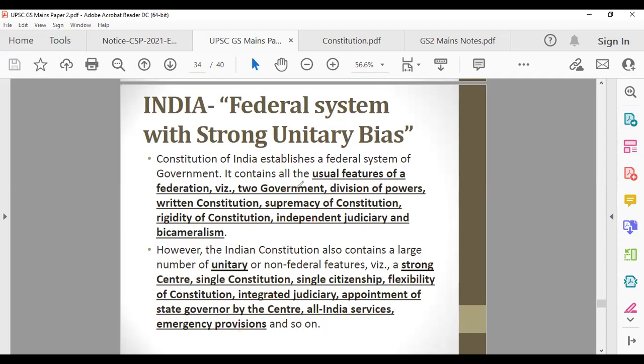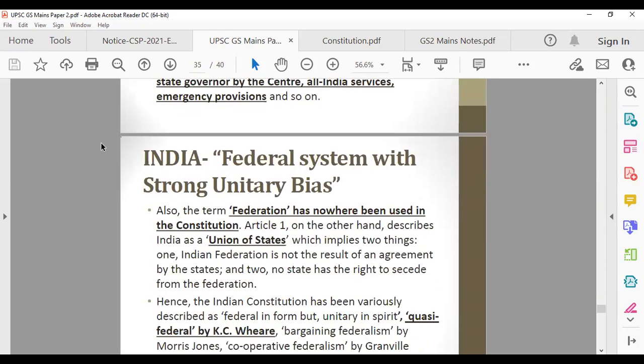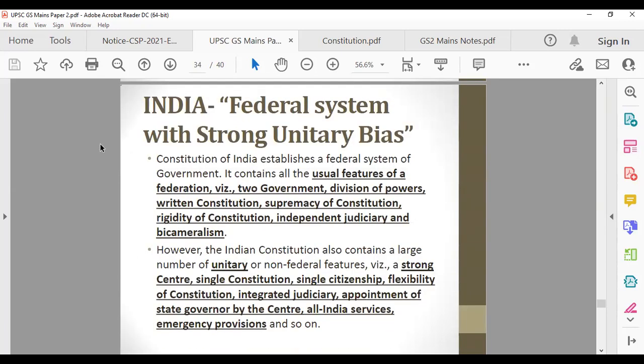They can ask you about integrated judiciary. They will give you a unitary feature or a federal feature, and they can even ask you to delineate the unitary and federal features of the Indian governance system. So we have talked about all these points, what India is and what the federal features and unitary features are.